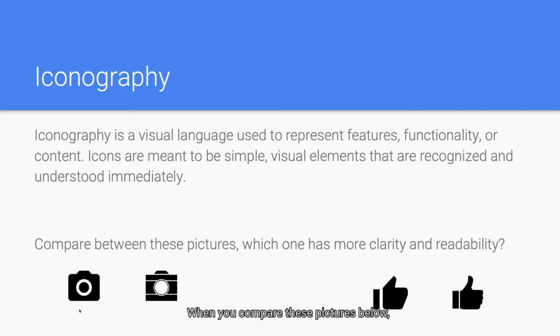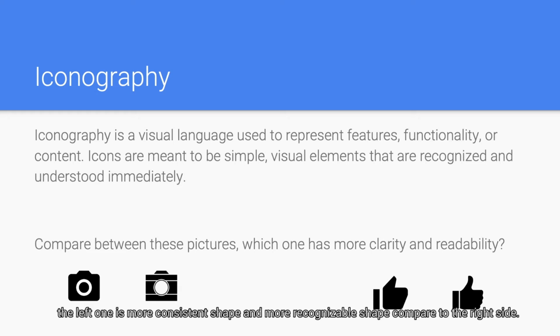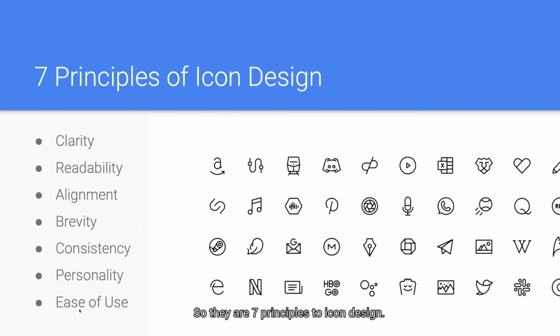When you compare the pictures below, which one has more clarity and readability? So for the camera, I think that the bold and geometric logo on the left is clearer than the stripy one. And for the like button, the left one has a more consistent and more recognizable shape compared to the right side. So there are 7 principles of icon design. The first one being clarity, readability, alignment, brevity, consistency, personality, and ease of use.